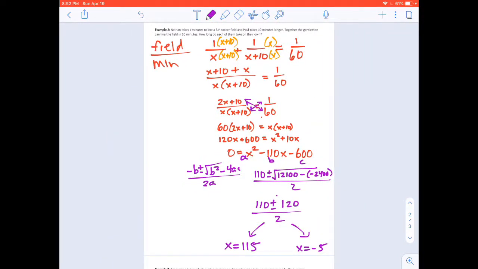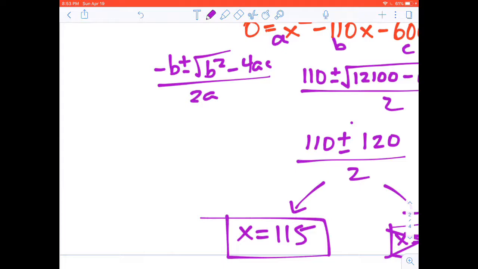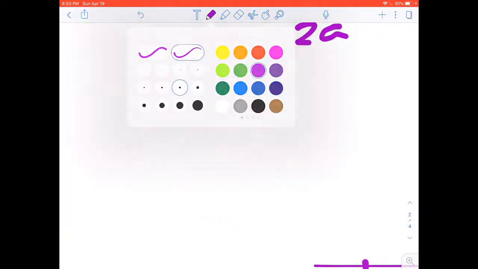X in the question was how long it took Nathan to line the field. So it does not make sense for him to line the field in negative 5 minutes. That would be spectacular. So it must be this one over here, 115 minutes. For Paul, he took 10 minutes longer, so he must be 125 minutes. And we can write a sentence to that effect here.